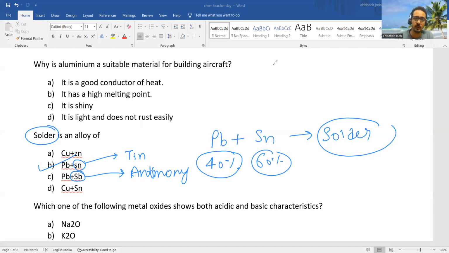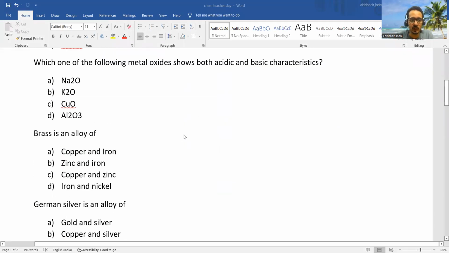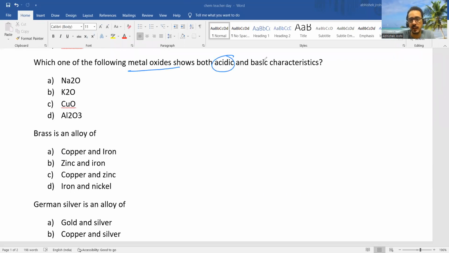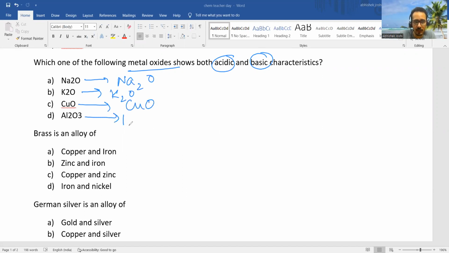So therefore, proportion matters. Now the third question is, which one of the following metal oxides shows both acidic and basic characteristics? Is it Na2O, K2O, CuO, or Al2O3? So guys, we are talking about both acidic and basic characteristics.